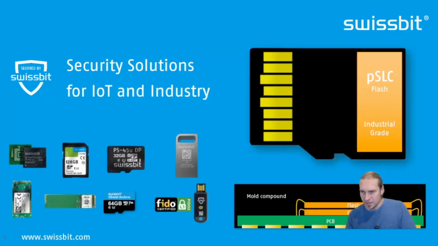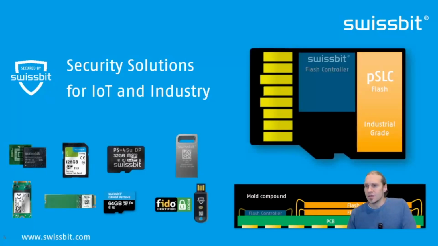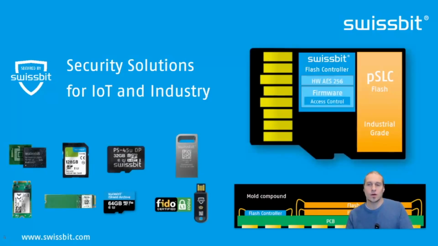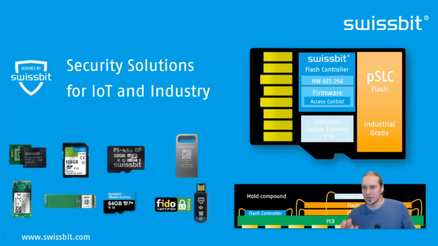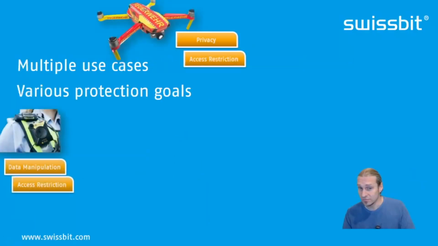And roughly the block diagram of such a flash device looks like this. You have the real physical flash, and in between the host, so here on these golden contacts, and the physical flash, you always have some kind of embedded microcontroller. In our case, this is the Swissbit-owned flash controller, where we own the hardware IP and the software IP. And on top of this, we can even additionally add a secure element, a real certified secure element for private key storage and so on, inside of such a small micro SD card, for example. And with these things, we can do very interesting topics.